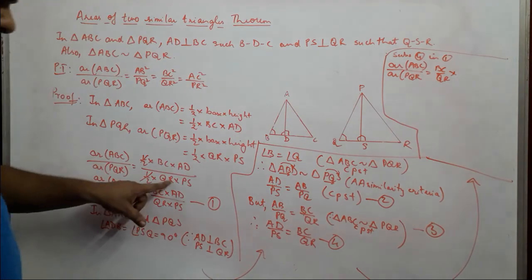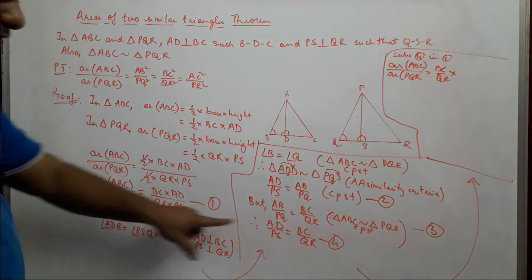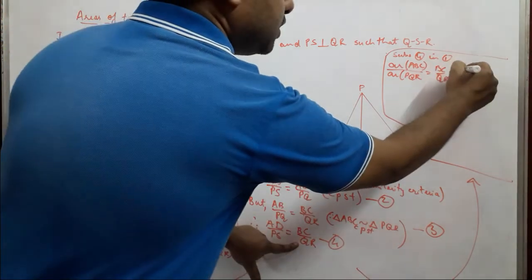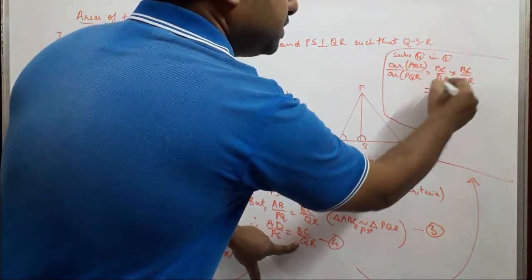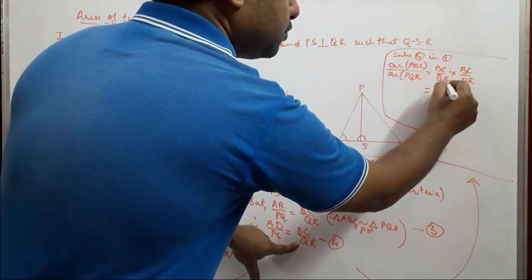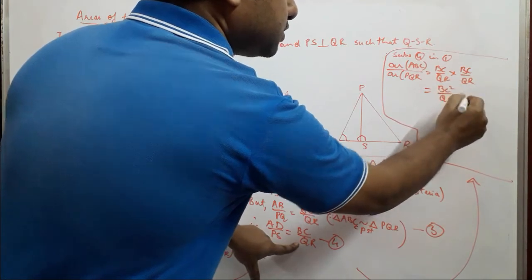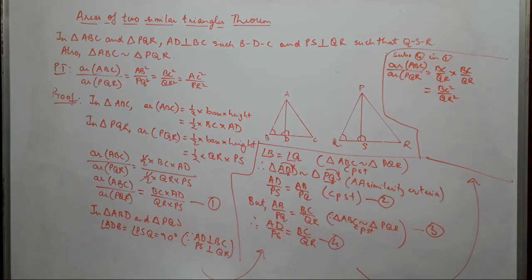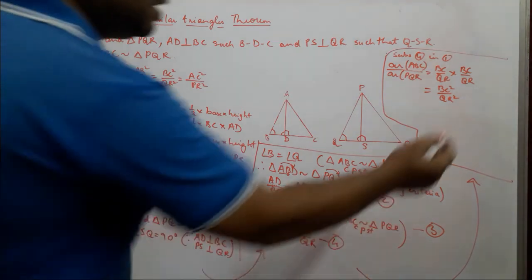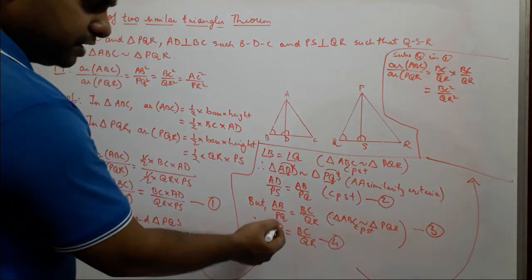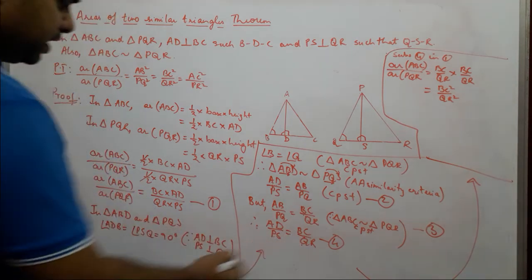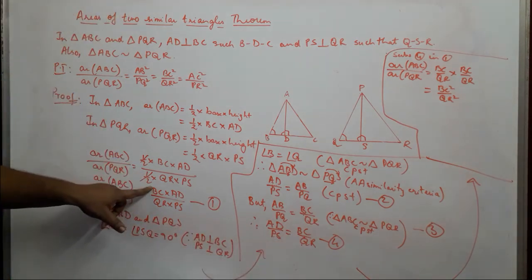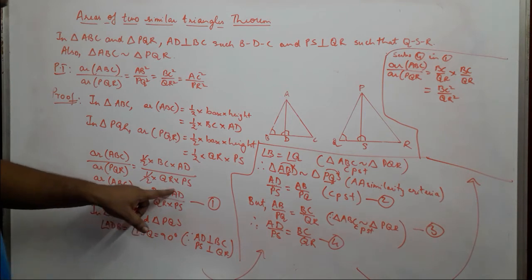But instead of writing AD upon PS, now I will replace it with BC upon QR. So BC into BC is BC square, QR into QR is QR square, right? See, what I did over here was we had got AD upon PS equal to BC upon QR. And here we have in equation 1 BC upon QR into AD upon PS.